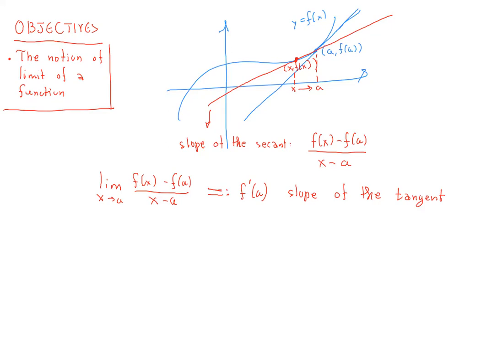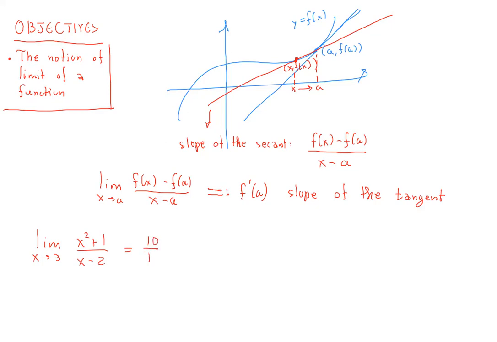Instead, we're going to see that for all common functions that we're going to be interested in, as long as you can plug in, that will be the limit. Meaning, if you want to find the limit as x tends to 3 of x squared plus 1 over x minus 2, then you can simply plug in 3, and that will give you 10 over 1.